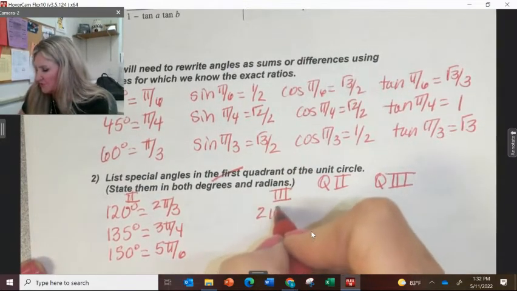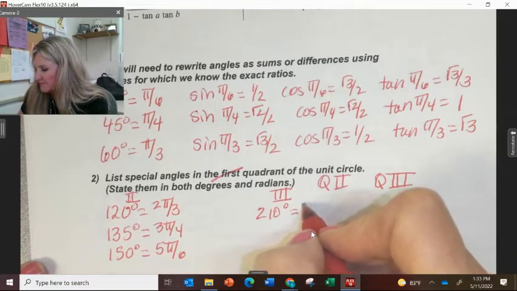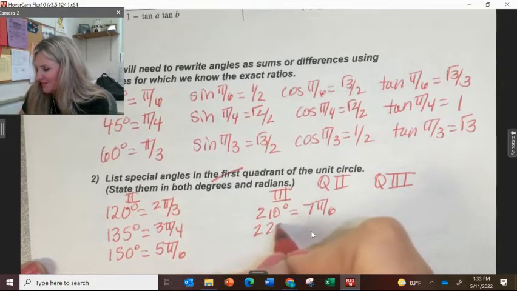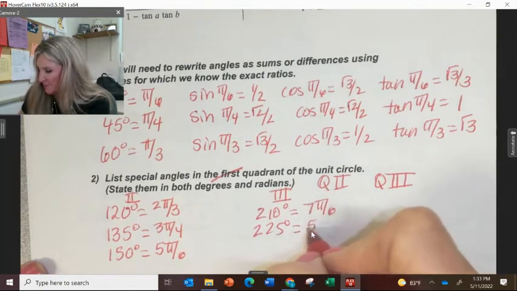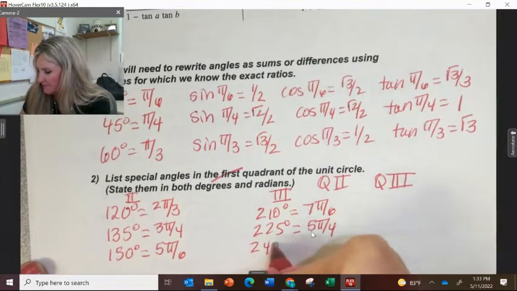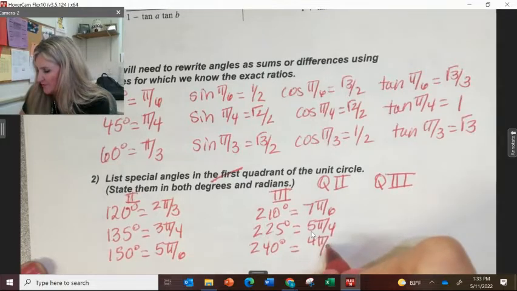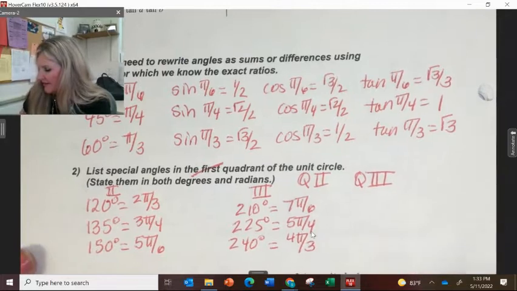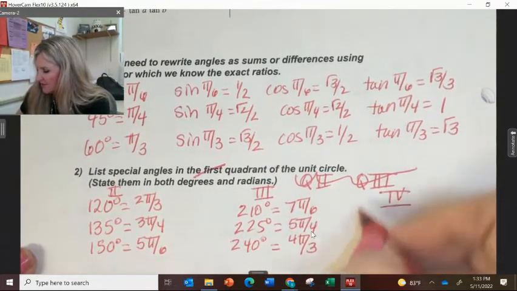The first one we come to is 210. What is that one going to be? Good. Then we come to 225. What's that going to be? Good. And then we come to 240. And what's that going to be? Good job. Okay, and then in quadrant 4, working our way there. Let's just make this quadrant 4. We'll just get it all done right here.